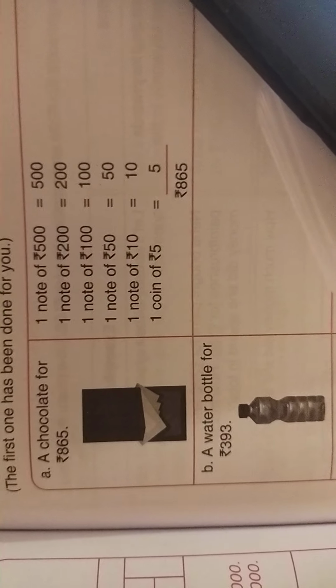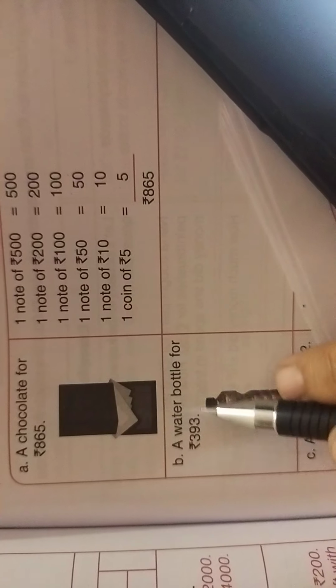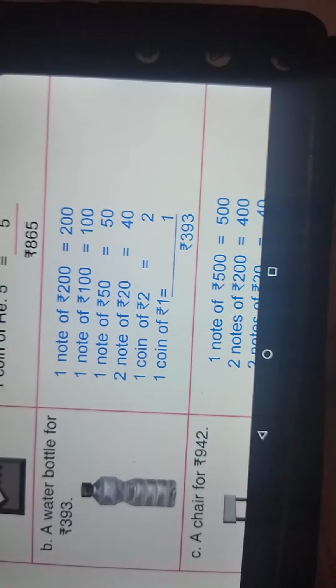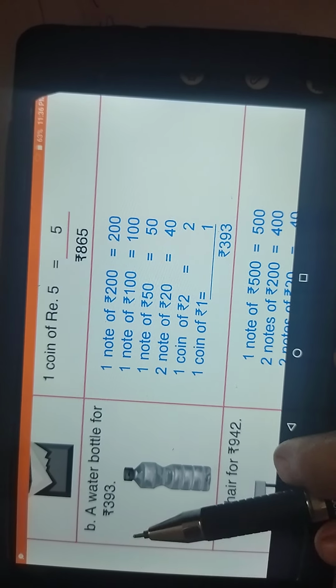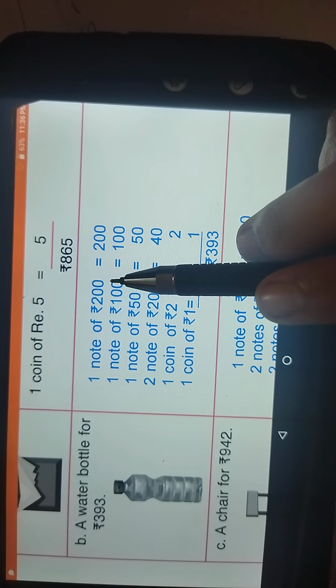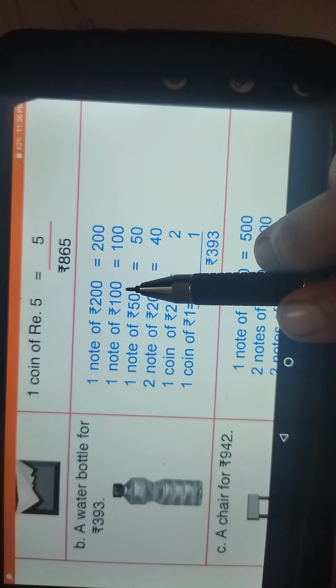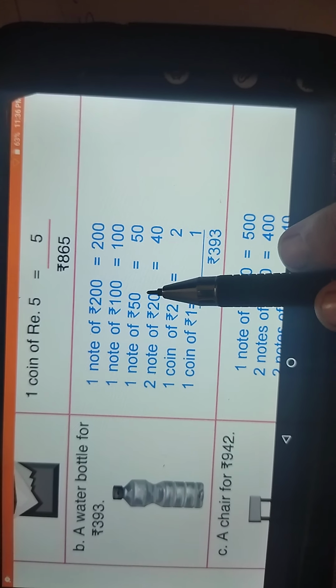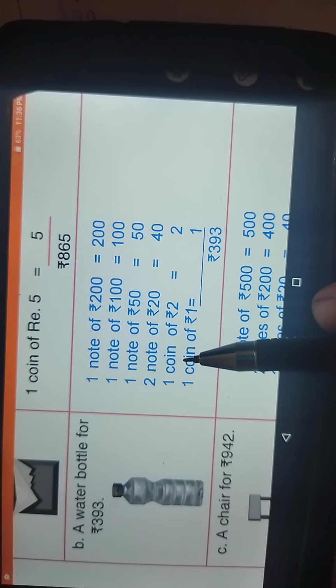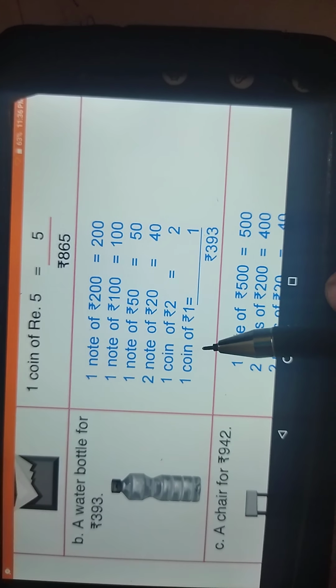Okay students, now question number 2nd is a water bottle of rupees 393. A water bottle of rupees 393. So we'll need 1 note of rupees 200, 1 note of rupees 100, 1 note of rupees 15, 2 notes of rupees 20, one coin of 3, one coin of 1.